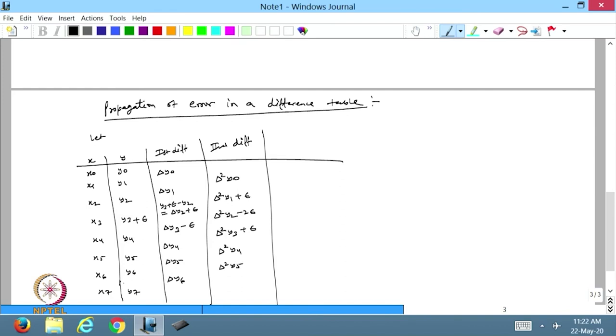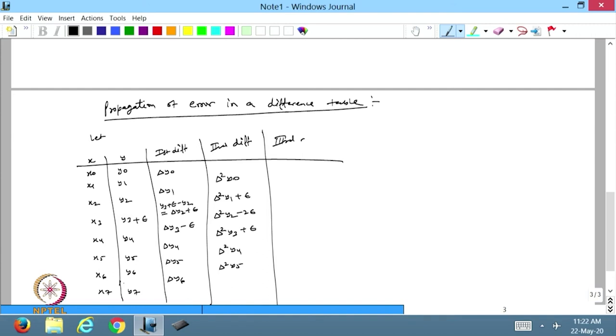Because we are taking the forward, so in the forward if you move with the higher operator, higher difference value, then these values keep reducing. So, y 7 has been eliminated. Now, after that del y 6 has been eliminated. So, in this way we can go.